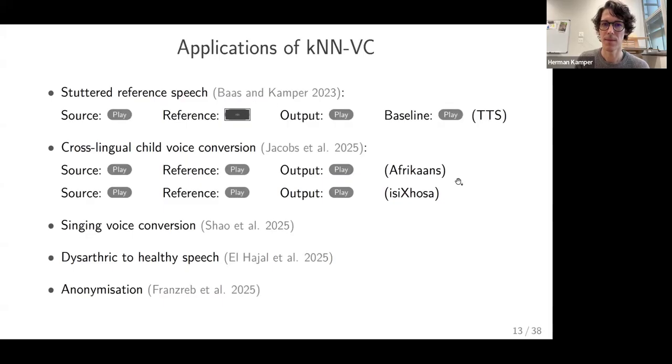So you can hear there's a lot of stuttering, and what happens is that KNN-VC only matches to the non-stuttered bits, and in that way it's able to produce fluent speech. The output sounds like it has a little bit bad prosody, but that's just because the source speaker wasn't great. It was actually me who wrote the script, so that's why it sounds a little bit robotic.